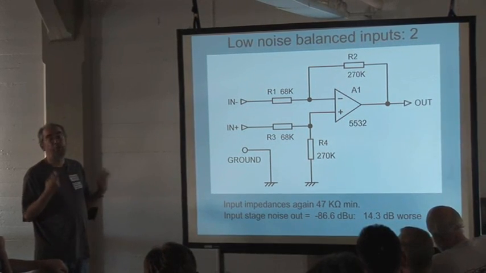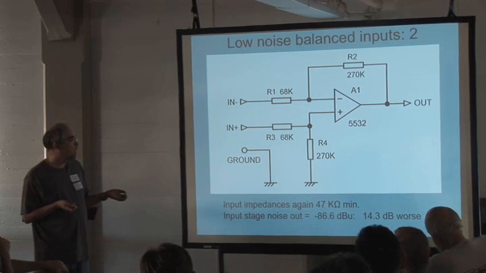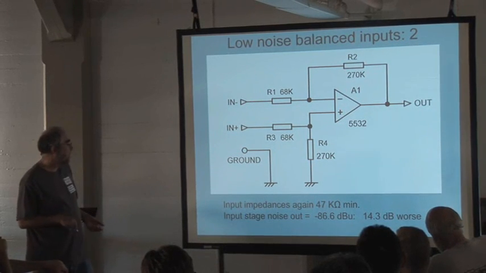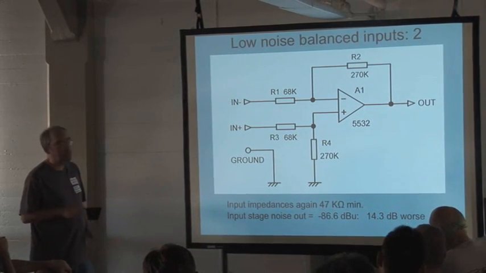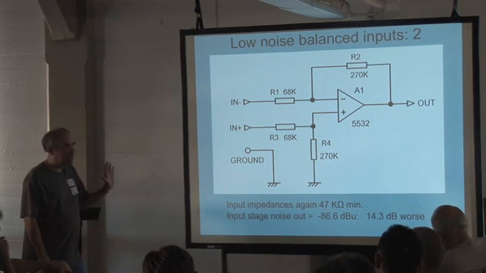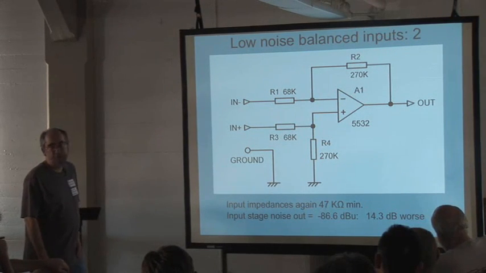I mean, obviously these are one-off measurements with just a few samples of op-amps, but 5532s don't vary much on their noise. And that is 14.3 dBs worse than the first version. So that is why I go to the extra complication. You know, that's a serious amount of noise. Next.